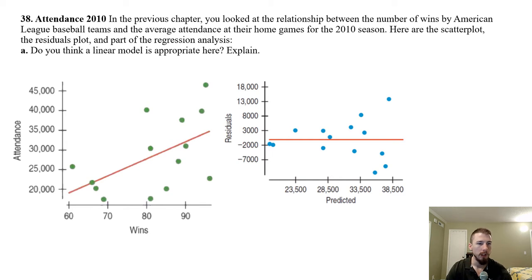So 38. Attendance for 2010. In the previous chapter, you looked at the relationship between the number of wins by an American League Baseball team and the average attendance at their home games for the 2010 season. Here's a scatter plot, residual plot, and part of the regression analysis.